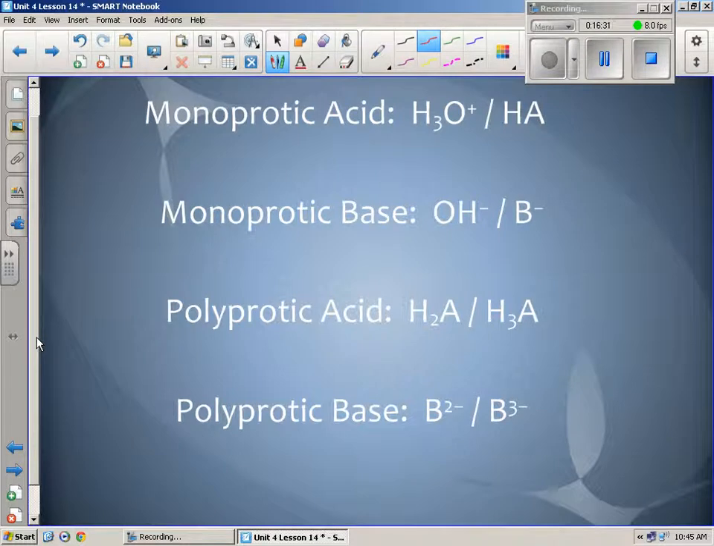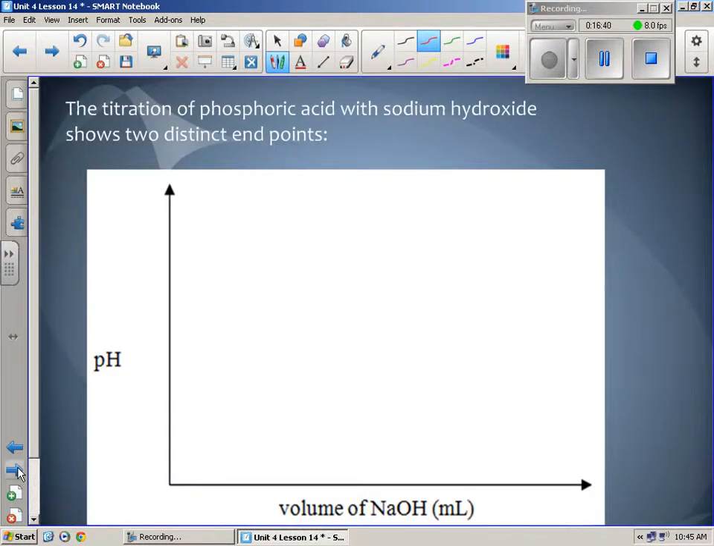Phosphide might be an example, P3 minus. It can accept 1 H plus, could accept another one, and another one after that as well. Okay? So we'll look at that today. All right. This one shows 2 distinct endpoints.